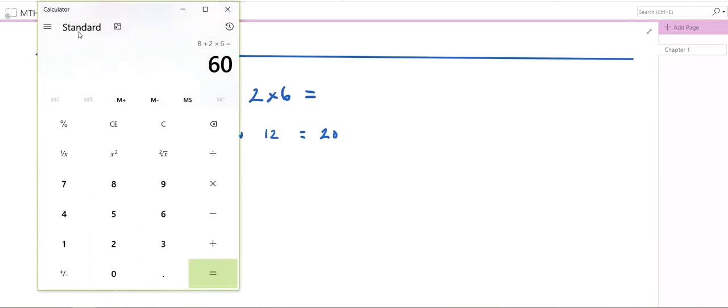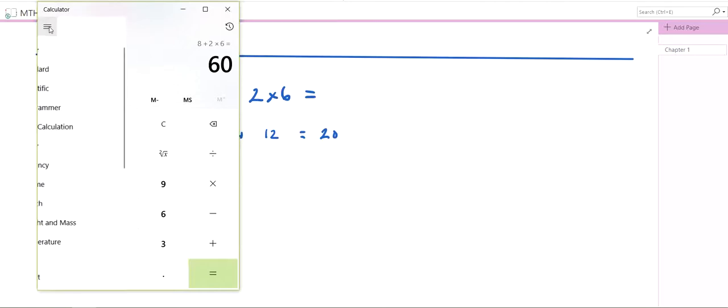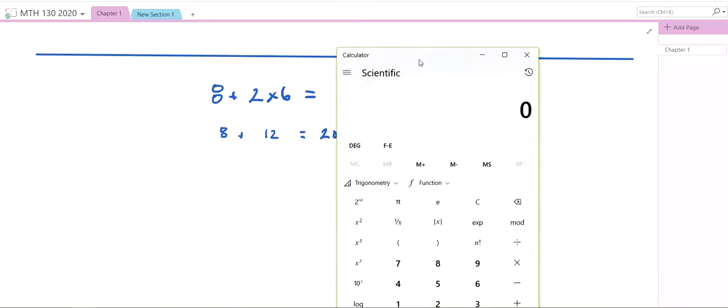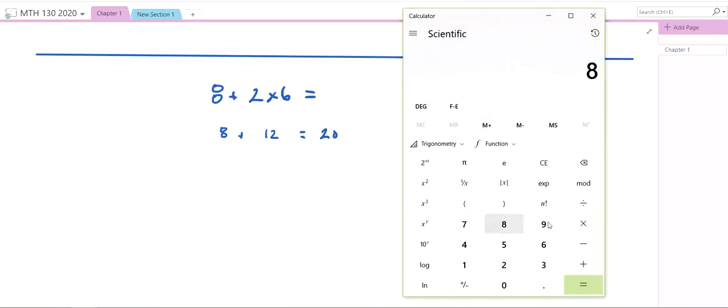Now, if you were to change this into a scientific calculator, I think the Windows scientific calculator actually will follow order of operations. 8 plus 2 times 6 equals... No, it didn't. It didn't follow order of operations there either. Oh, yeah, it did. I'm sorry. So it gives you the correct number. 12 plus 8 is 20. So be careful what you do.